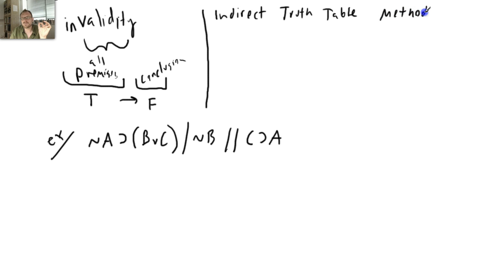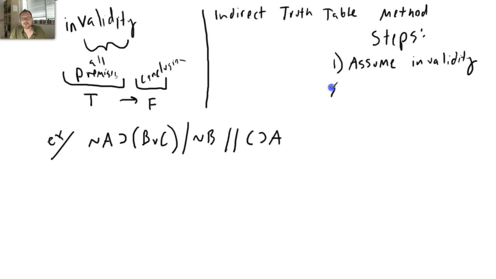And what we're going to do here, what are our steps? Let's see if we can write these over on the side here. The first thing we're going to do is assume that the argument is invalid. So the first thing here is assume invalidity. And then we're going to enter our assumption into the truth table. Enter the assumption.